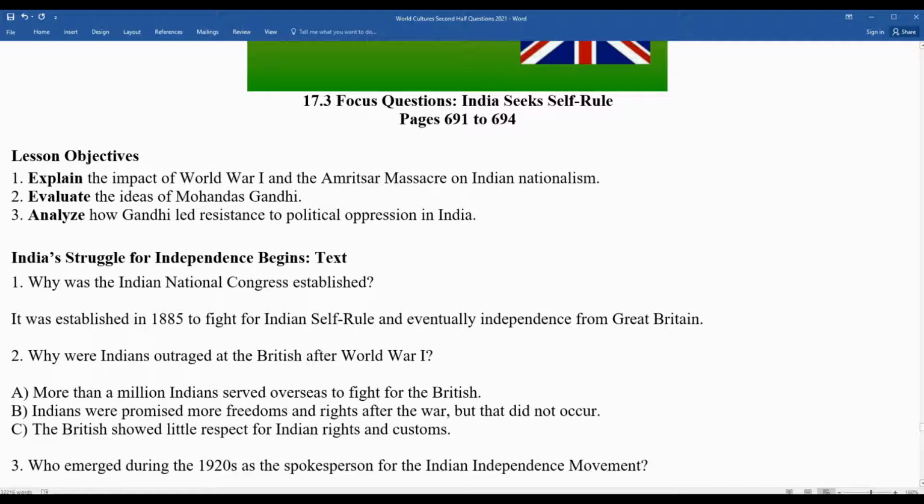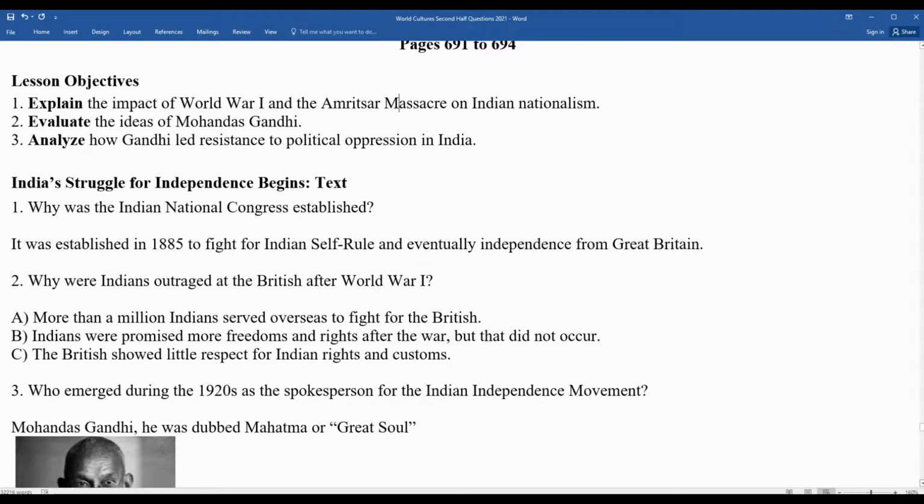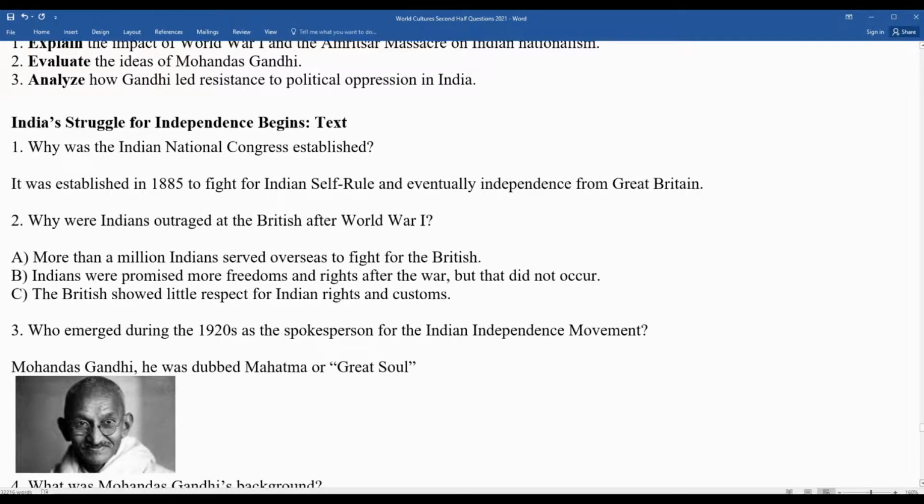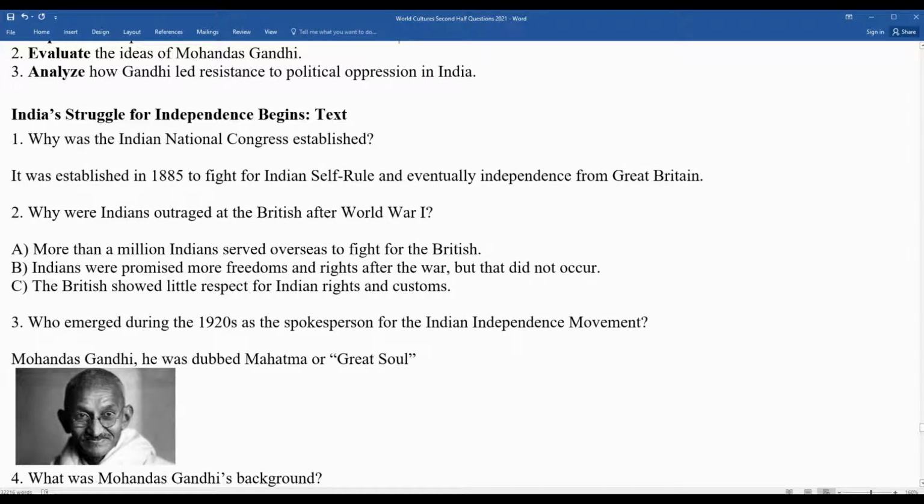Three, who emerged in the 1920s as the true spokesperson for the Indian independence movement? Well, this should be a pretty easy question for everyone to answer. That, of course, is Mohandas Gandhi. He was nicknamed Mahatma, or the Great Soul, to put forth the general idea that he was almost the chosen person to lead the Indian people to freedom.